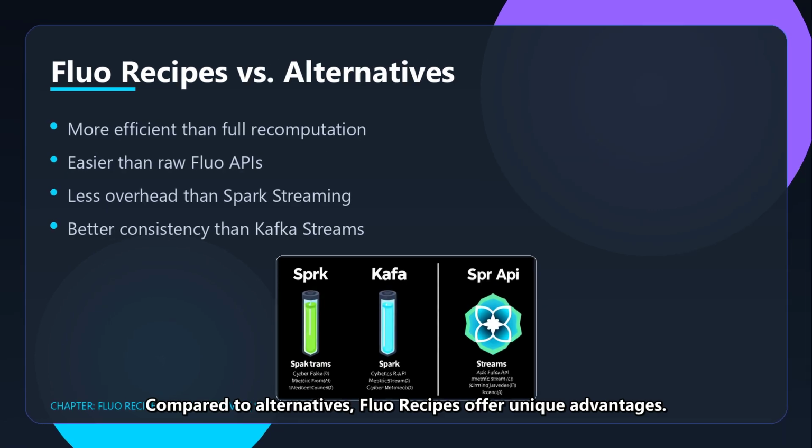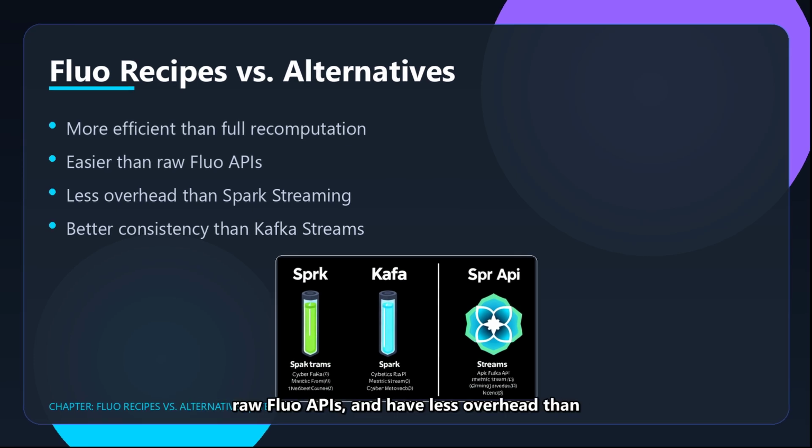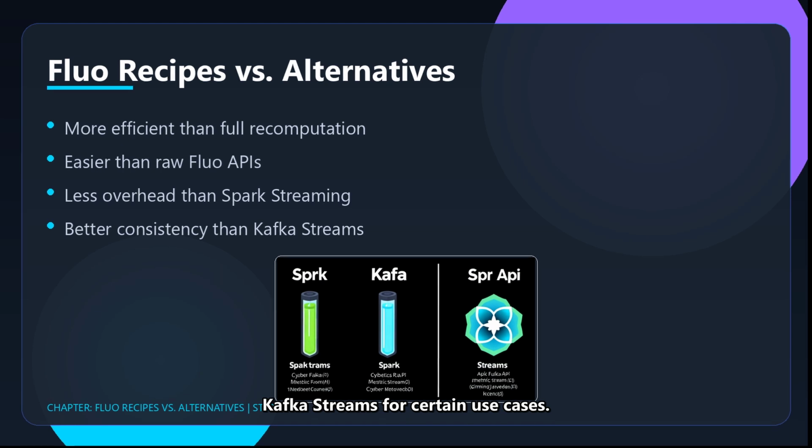Compared to alternatives, Fluo recipes offer unique advantages. They're more efficient than full recomputation, easier than raw Fluo APIs, and have less overhead than Spark streaming. They also provide better consistency than Kafka streams for certain use cases.